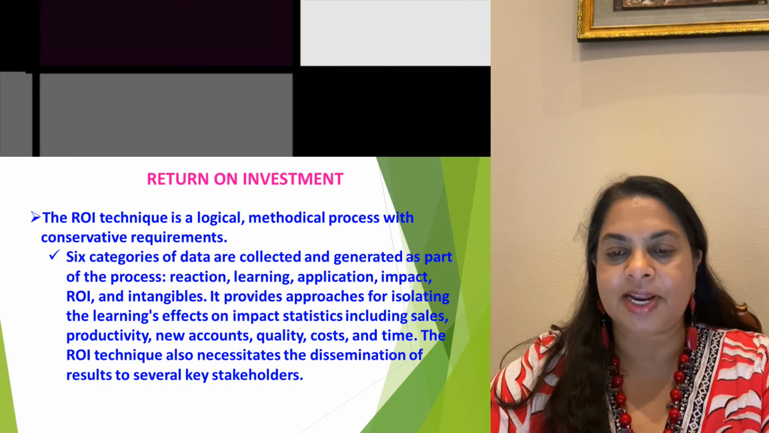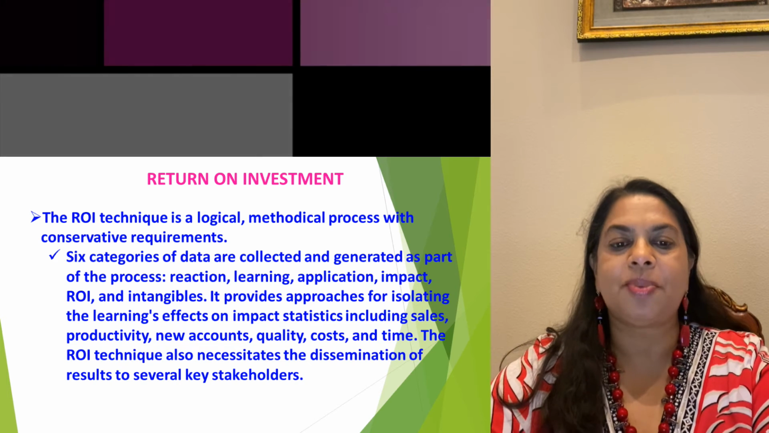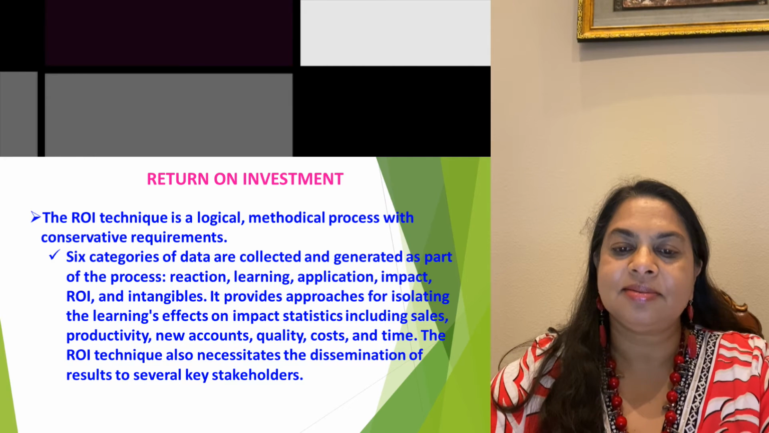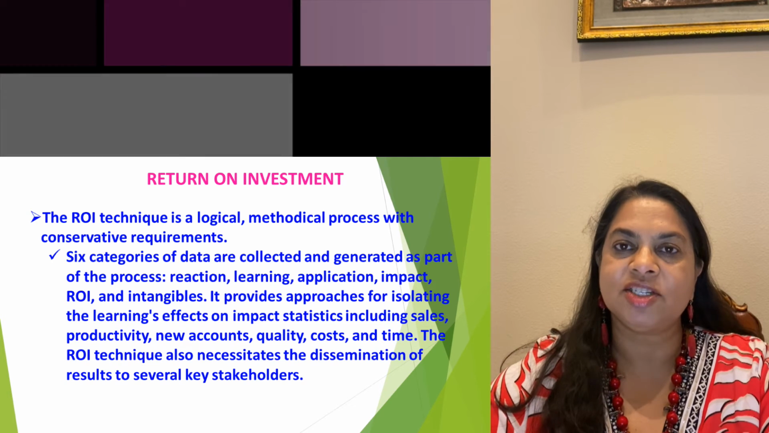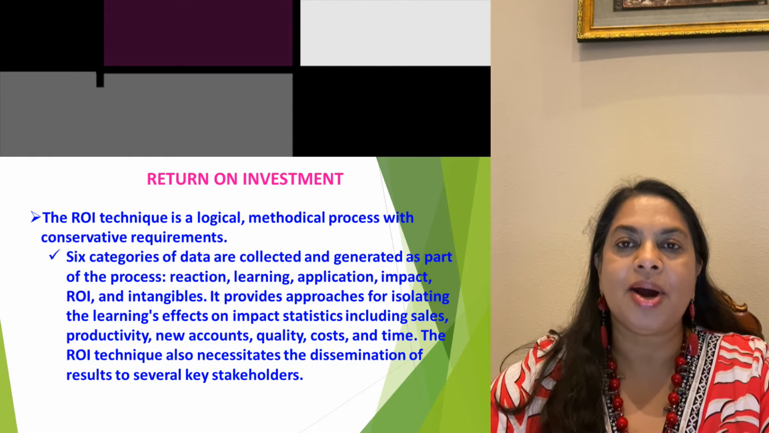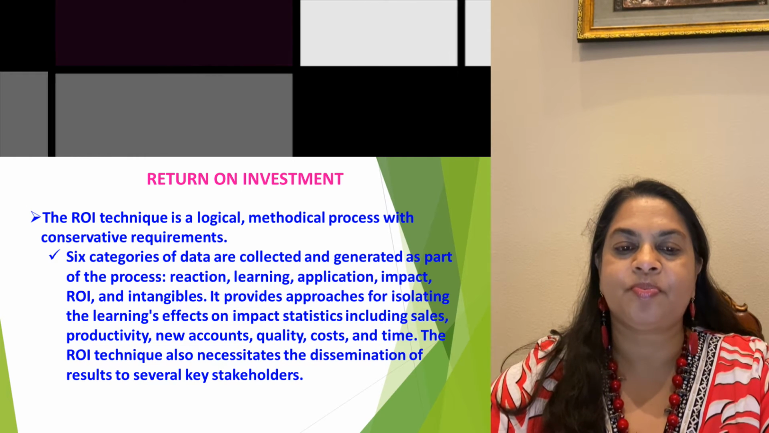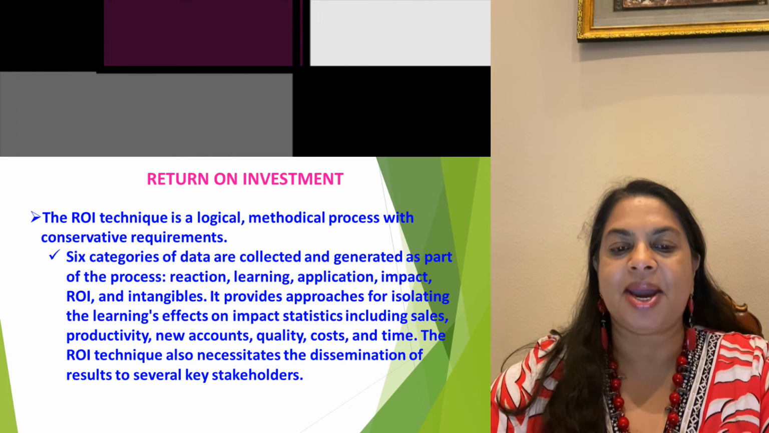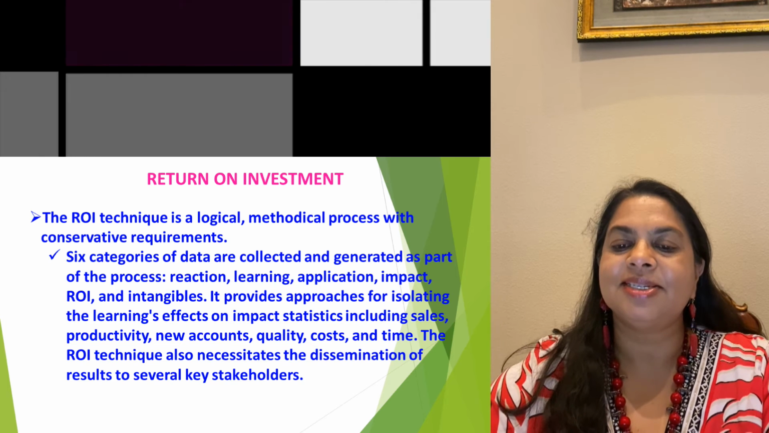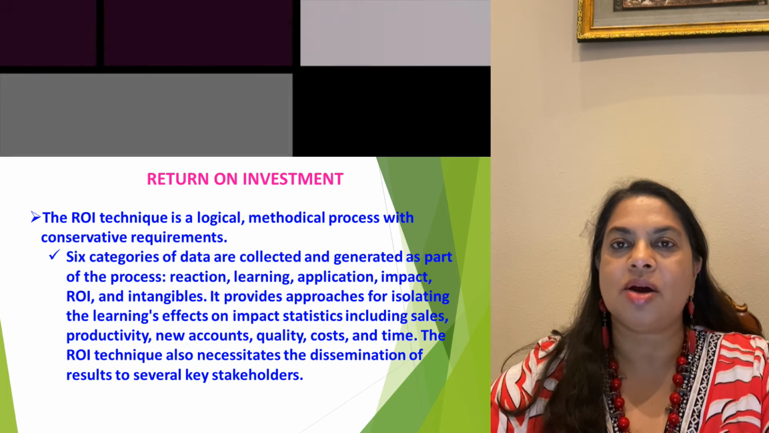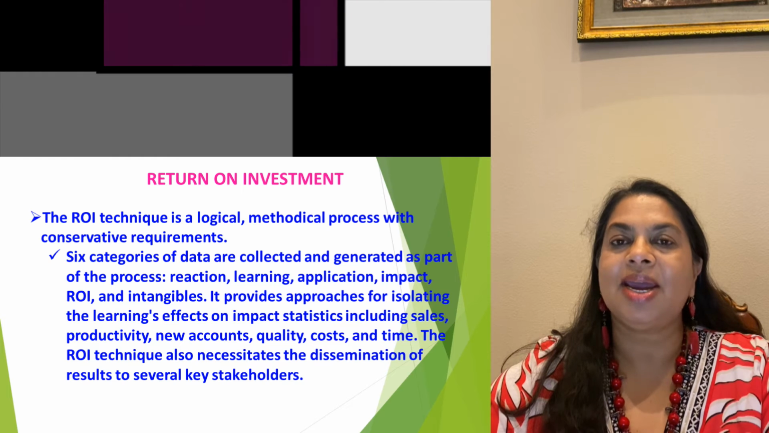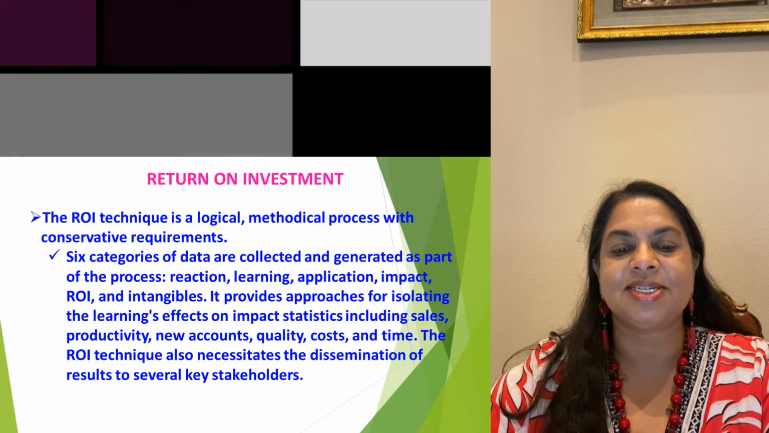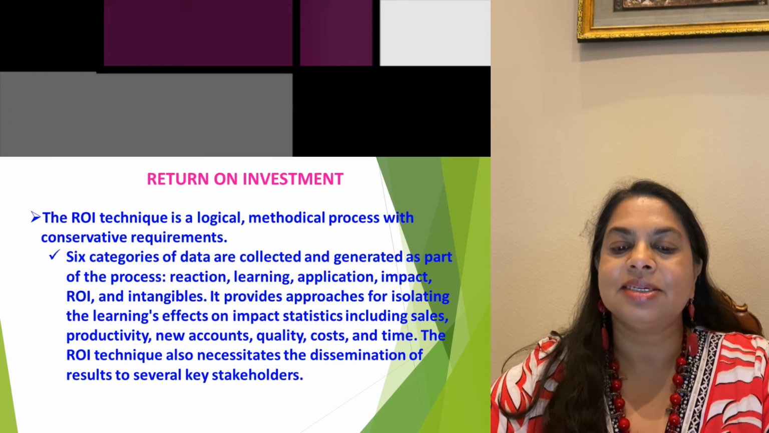6 categories of data are collected and generated as part of the process. The categories are reaction, learning, application, impact, ROI, and intangibles. It provides approaches for isolating the learning's effects on impact statistics, including sales, productivity, new accounts, quality, cost, and time. The ROI technique also necessitates the dissemination of results to several key stakeholders.